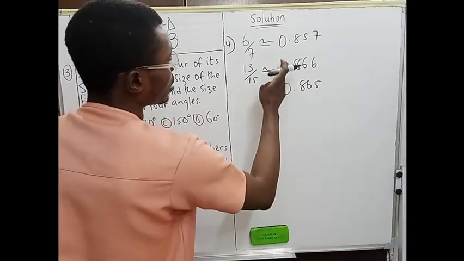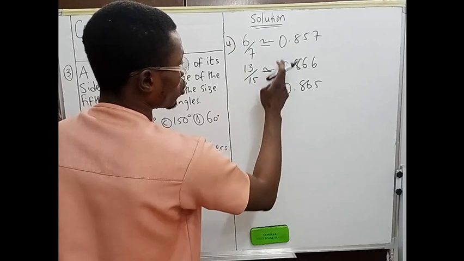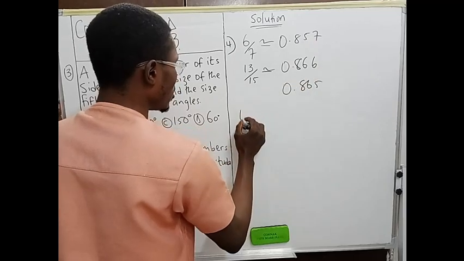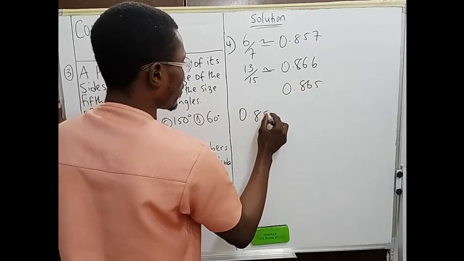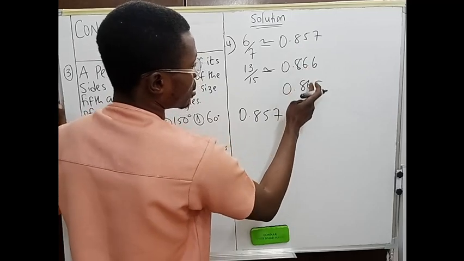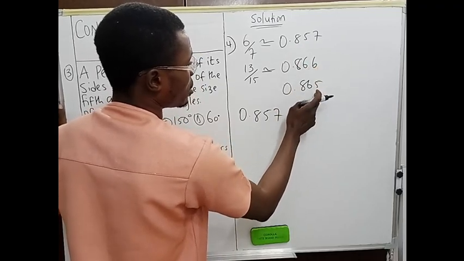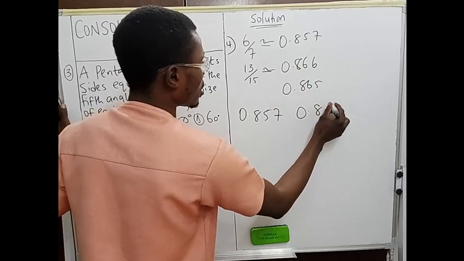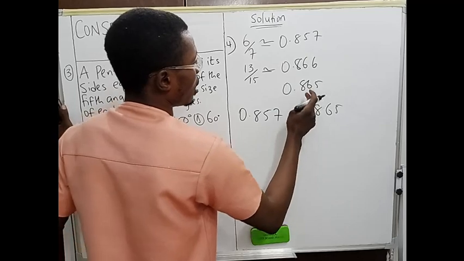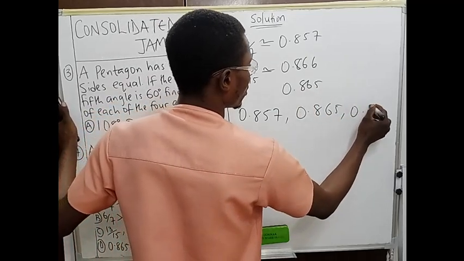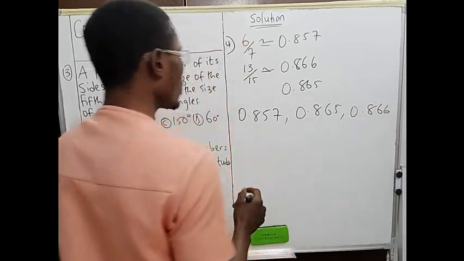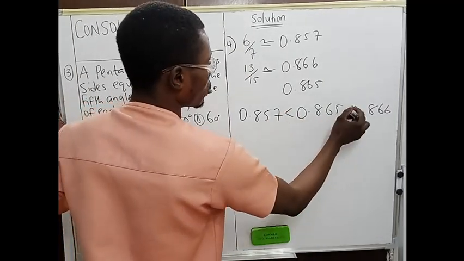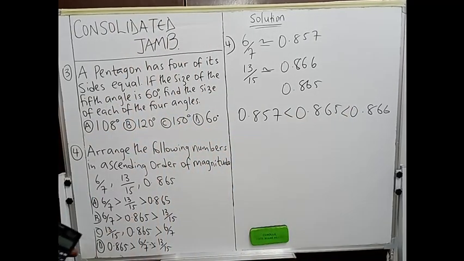Okay, the least here, they are all 0. The whole number is 0. So go to next digit, 8, 8. Next I have 5, 6, 6. So this is the least. 0.857 is the least. Here I have 66. Next digit 65. This is smaller than this. This is less than this. I have 0.865, right? And then lastly I have 0.866. Okay, which means this number is less than this number and also less than this number. So that was given by option what?